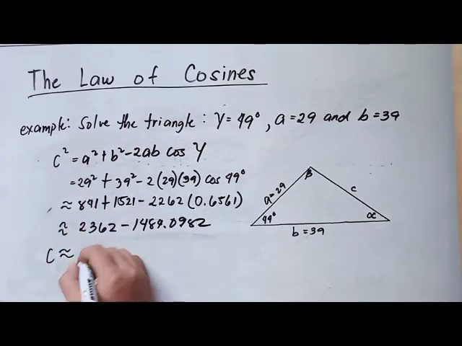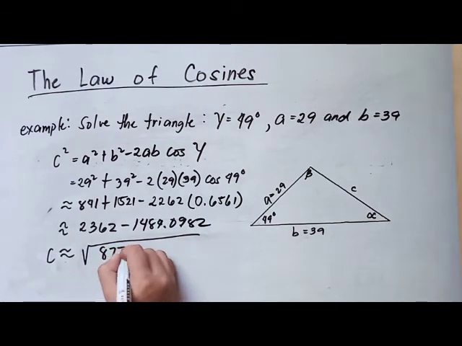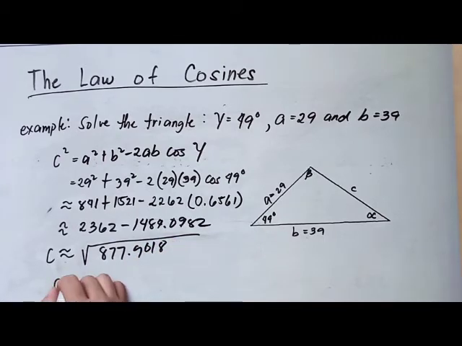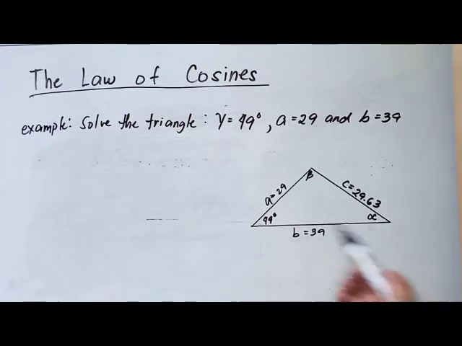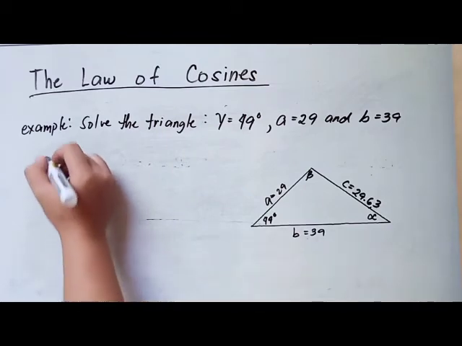So our C now, tinanggal natin yung square. So, that is the square root of 877.9018. And C is approximately 29.63. So, that is now our side C. And since kompleto na yung sides A, B, and C natin, we can already solve for our cosine alpha.